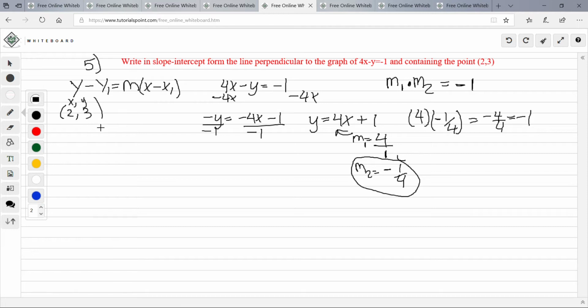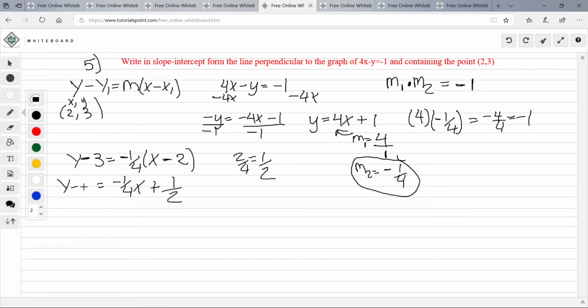Call this our x and this is our y. So we're going to use the point-slope form. y minus y1, which is 3, equals the slope, -1/4, times x minus x1, which is 2. Do the algebra: that would be -1/4 x. Negative 1/4 times negative 2 is positive 2/4, which is the same thing as 1/2. And then y minus 3.